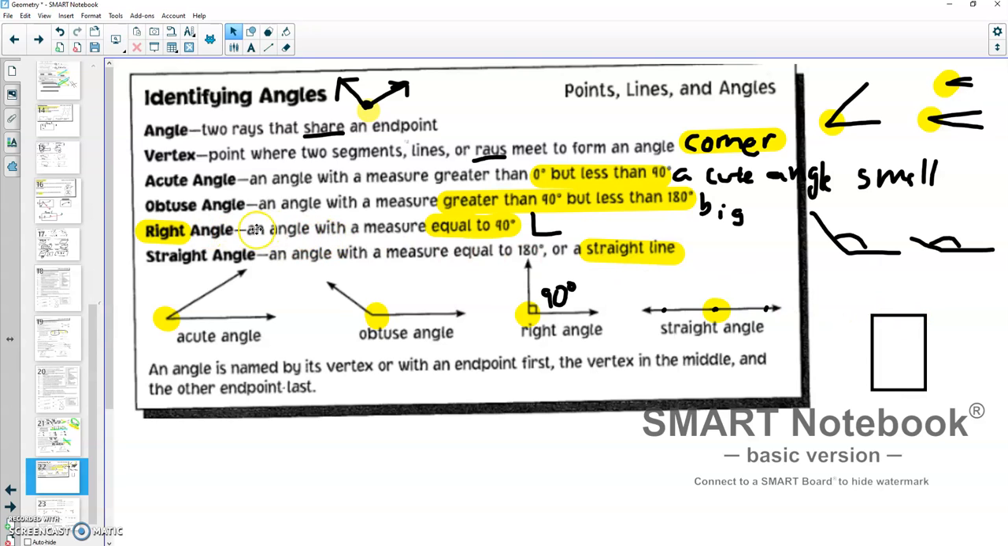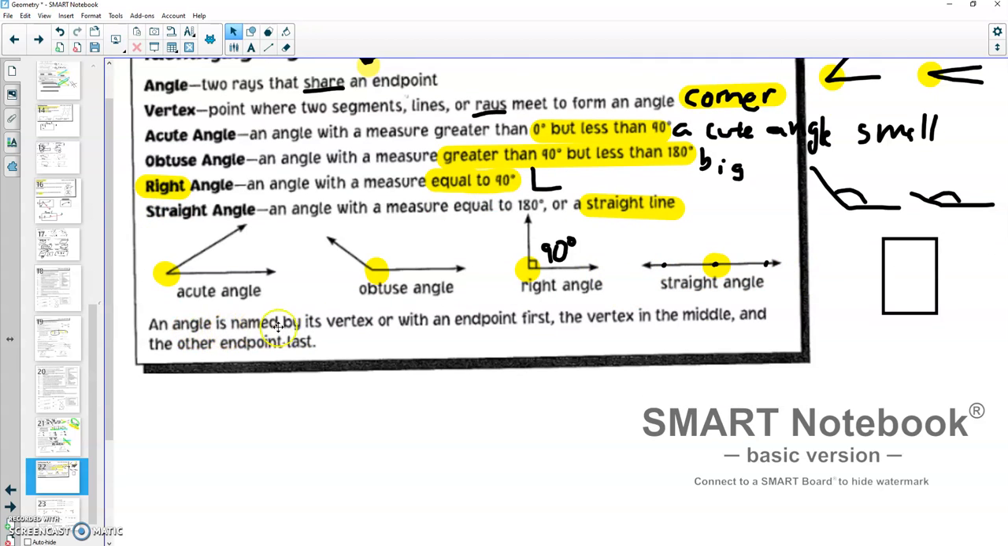Right angle: it's an angle measure equal to 90. Okay? Right angles are equal to 90 degrees, and they look like the L, or a corner of a piece of paper. Right angle. And a straight angle is an angle with a measure equal to 180. So remember, think of a straight line. Straight angle, straight line.